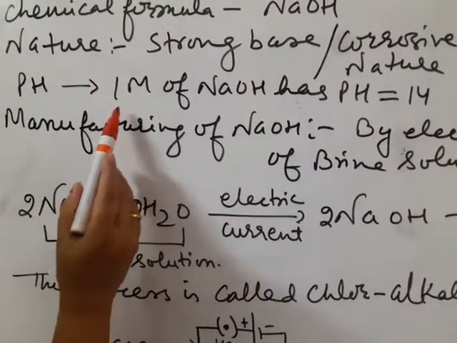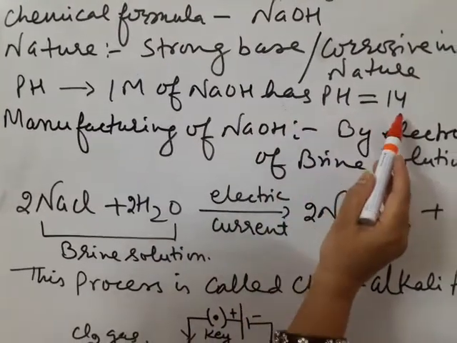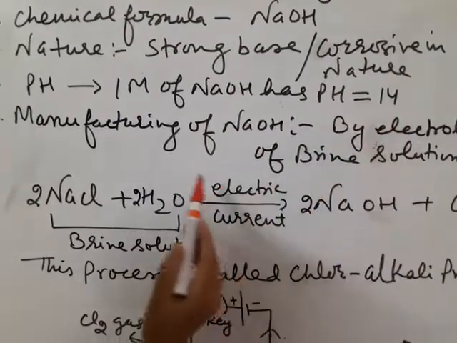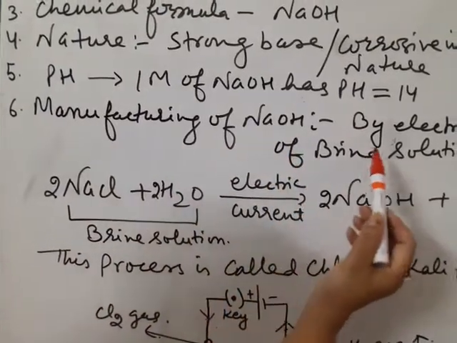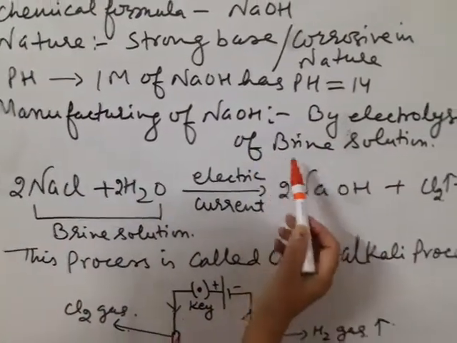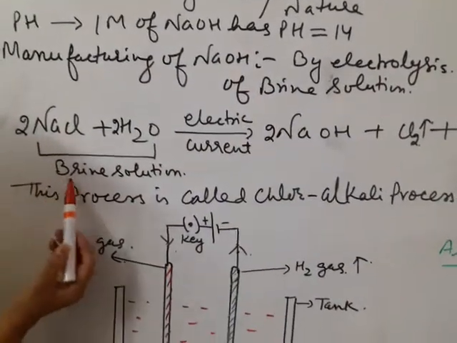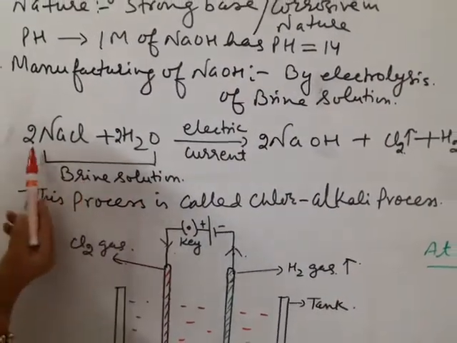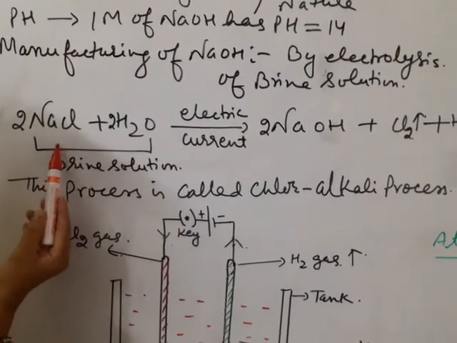pH, 1 mole of sodium hydroxide has pH equal to 14. It is a strong base. Manufacturing of sodium hydroxide by electrolysis of brine solution. Now what is brine solution? Brine solution is nothing but it is aqueous solution of sodium chloride.